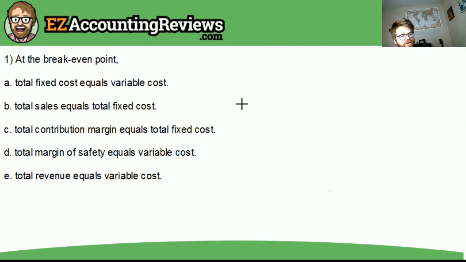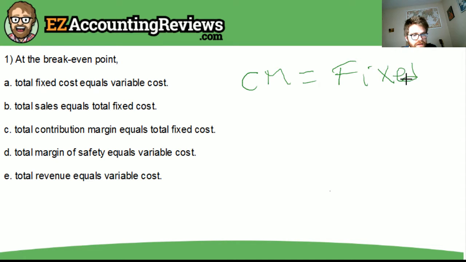So the first question here they're going to ask is, at the break-even point, what happens? And notice there's like 5 answer choices here. That's a lot. You'll see that on a test. Sometimes they give you 5, sometimes they give you 4. And the idea is to get to the answers really quickly, right? We just talked about this. We knew that contribution margin has to equal your fixed costs, right? And therefore, it's at the break-even point. So we know that A is wrong because that's not what it says. B, it says total sales equals total fixed costs. That's wrong. C looks good though. Total contribution margin equals total fixed costs.